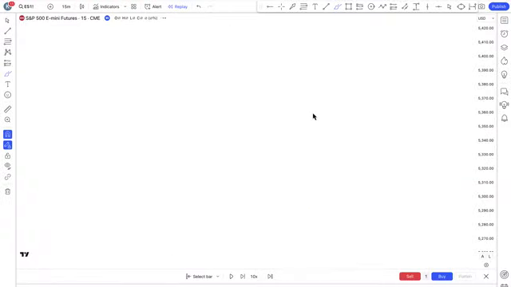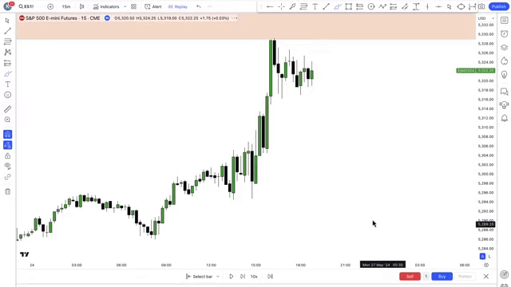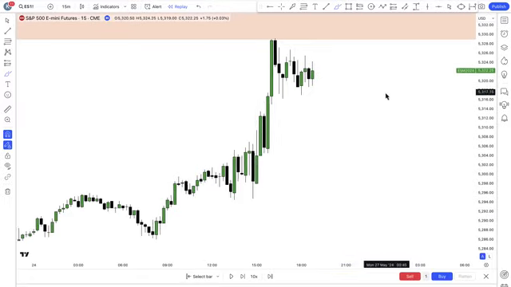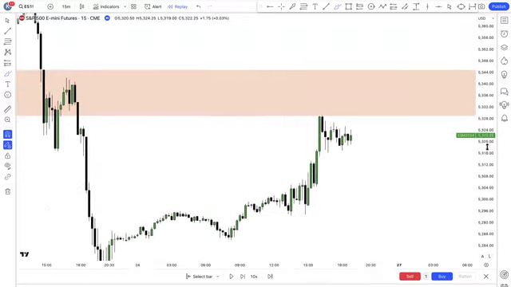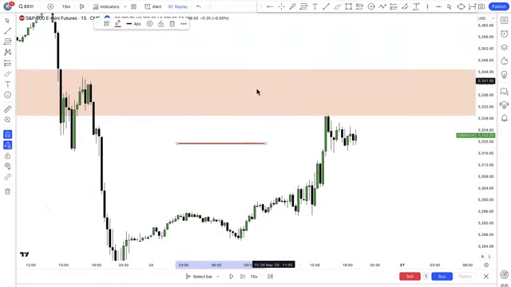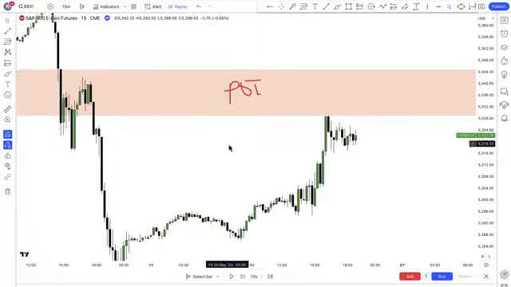So coming back to the 15-minute time frame, guys. How do I do it? Now, this is the area. You can see it here. POI. The question is, am I going to take the trade blindly?